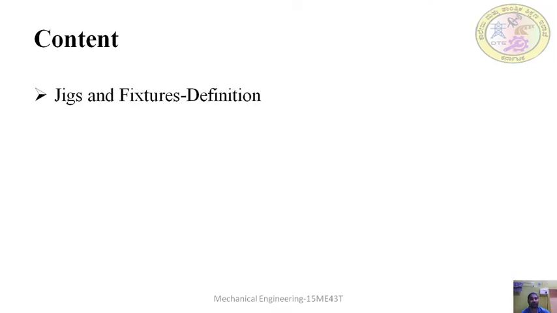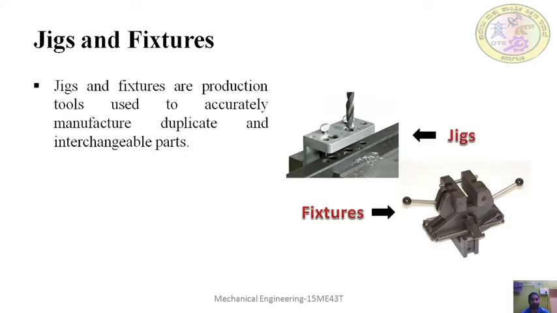So today, in today's session, we are going to discuss all about jigs and fixtures, their definitions, their application needs, etc. So what are jigs and fixtures? Jigs and fixtures are production tools used for accurately manufacturing duplicate and interchangeable parts.